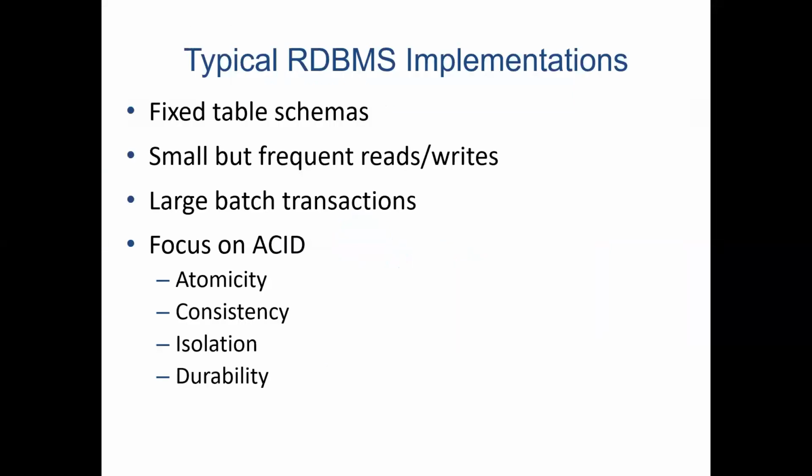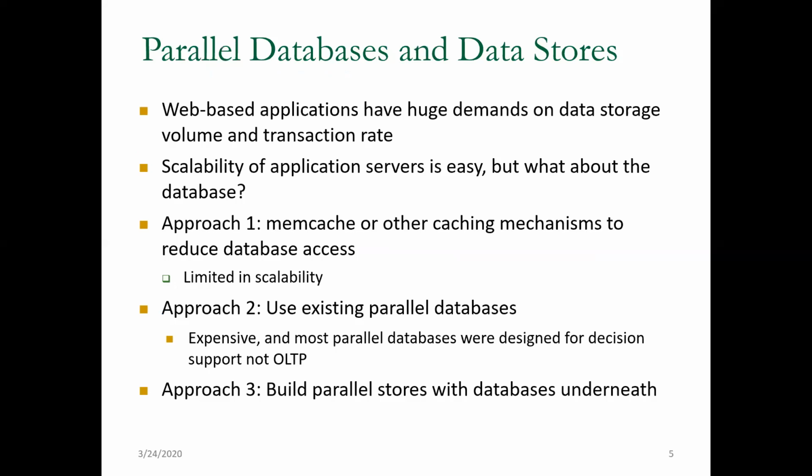Now, typical RDBMS implementations have a fixed table schema. Once you design a table, you cannot change the table after its implementation. Small but frequent reads and writes, and large amounts of batch transactions happen, right? Most RDBMS systems follow ACID properties, that is atomicity, consistency, isolation, and durability, right? These are properties we studied in the first semester as well. Now we have also seen parallel and distributed databases and data stores widely used for meeting the demands of web-based applications, right?